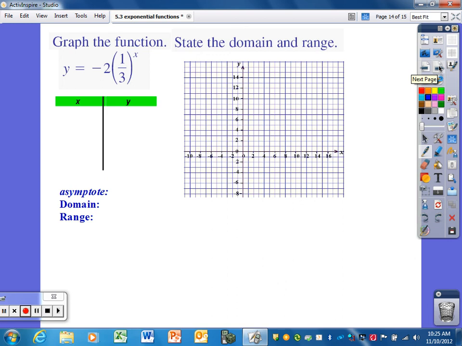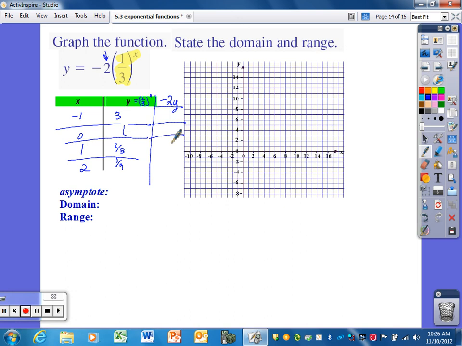Now let's graph this one. Negative 2 times 1/3 to the x. So what's your parent function? 1/3 to the x. So when I put in negative 1, I get 3. 0, I get 1. 1, I get 1/3. 2, I get 1/9. My multiplier is negative 2. So we're going to take negative 2 times these y values. Negative 6, negative 2, negative 2/3, negative 2/9.